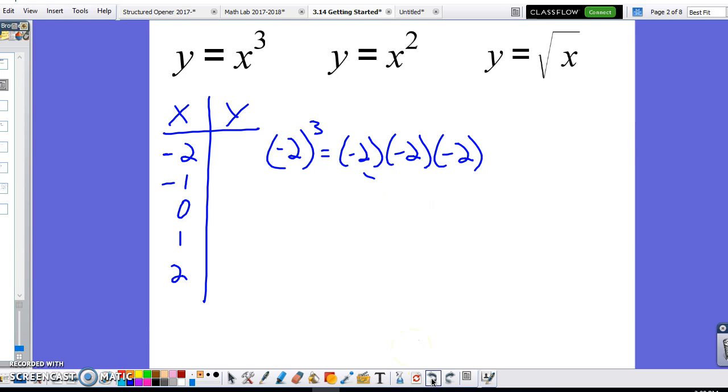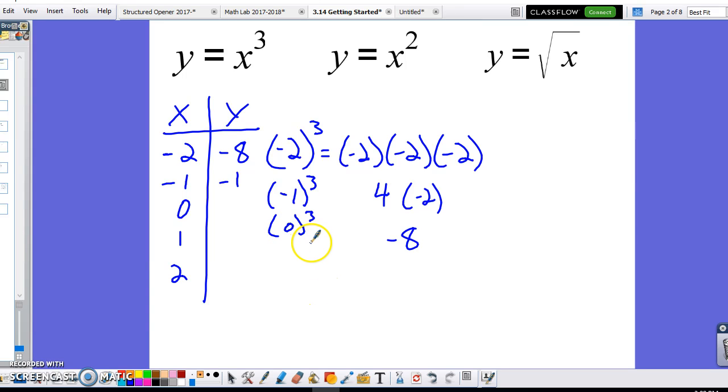Just as a little refresher. -2 times -2 gives me +4. +4 times -2 gives me a -8. So I write down -8 next to the -2, and I know that -2, -8 is my coordinate pair. Okay, repeat that process. -1 cubed, 0 cubed. This one's a nice, easy one to do. 0 times 0 times 0. 1 cubed, and 2 cubed. Now I've got some points here that I can do some things with.